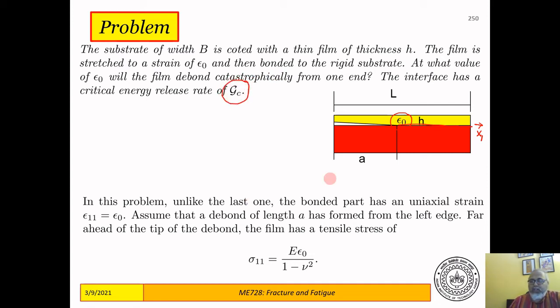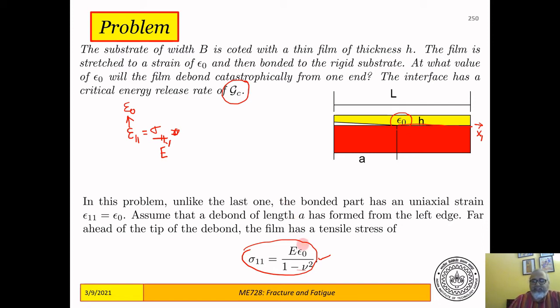So now again, we know the relationship between sigma 11 and epsilon 11: epsilon 11 is equal to sigma 11 by E prime from the previous problem. And in this case, epsilon 11 is epsilon naught that is given to us. So sigma 11 is E epsilon naught by 1 minus nu square. This follows from the same considerations that we used in the previous problem, because the film is thin and debonded and so on.